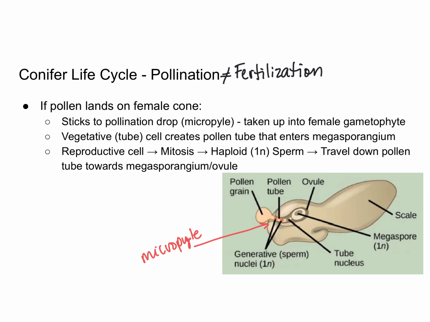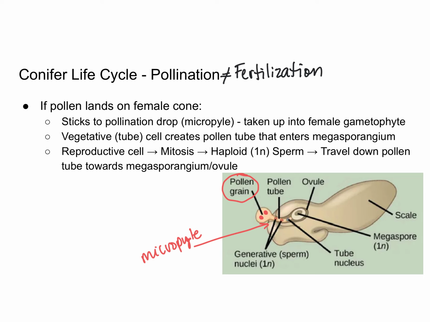And this micropyle has that sticky pollination drop. And so if pollen is in the air, it might stick to that pollination drop at the micropyle. And remember that a pollen tube has two different types of cells in it. The vegetative cell, also known as the tube cell, creates a pollen tube that enters the megasporangium. So you can kind of see that here where you've got your pollen grain. And inside that pollen grain, you have your vegetative cell and you have your reproductive cell.